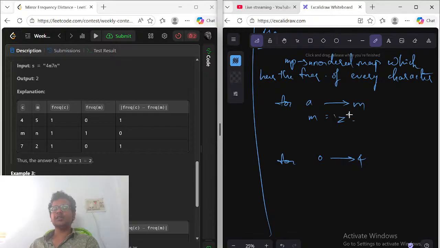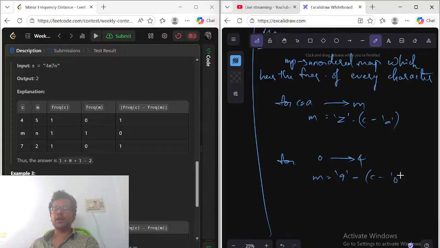Z minus, what is the character here? Let's say C is equal to A. So C minus A, right? Now again M is equal to 9. Sorry, 9 minus C minus 0. So that's how I get the mirror character.